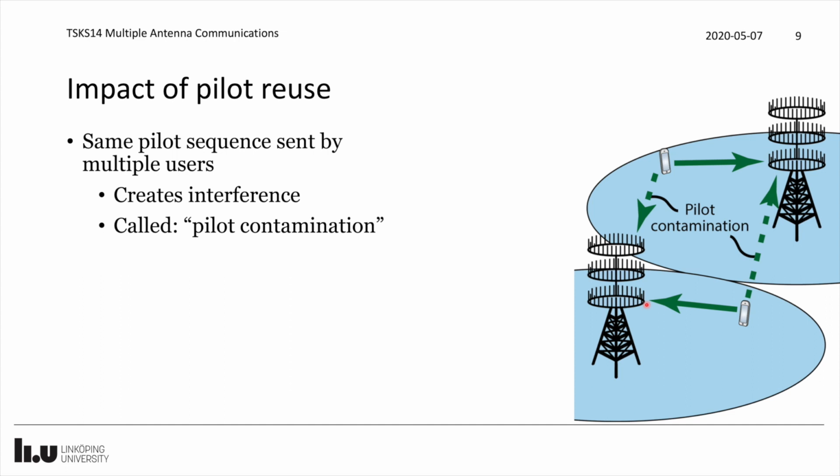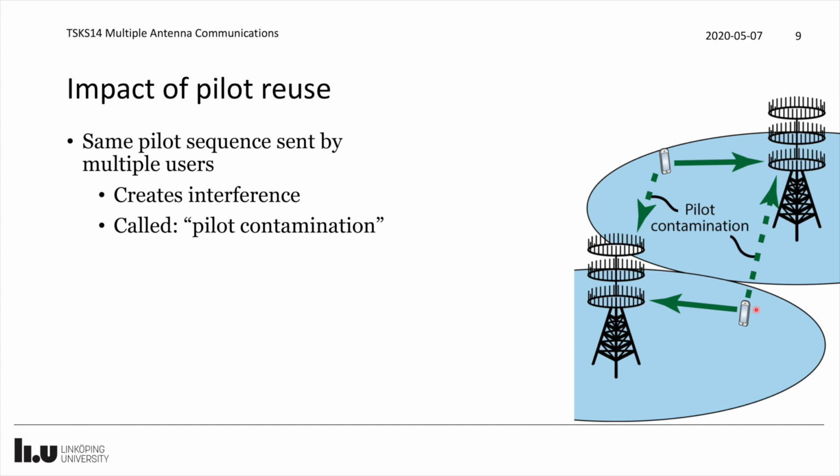So say that these two users here in neighboring cells are using the same pilot. And they're sending that pilot to their base station, but at the same time this other user is sending the same pilot. So we are getting this type of interference between the different cells. The desired signals are the solid arrows here, and the interfering signals are the dashed arrows. And this is creating a phenomenon called pilot contamination, which means that the base station can't separate which part of what it sees is the channel from the user in another cell, and which part is the channel from the user in its own cell.